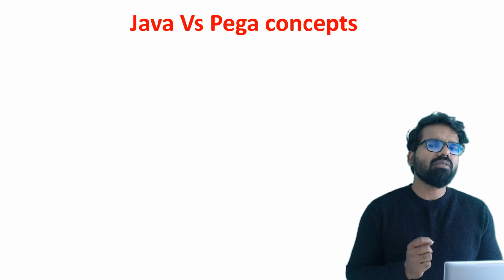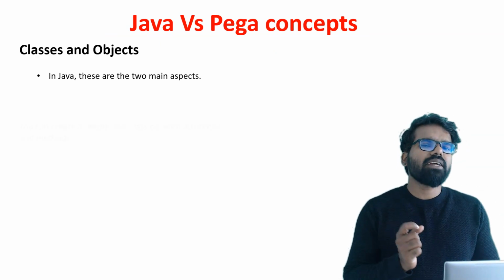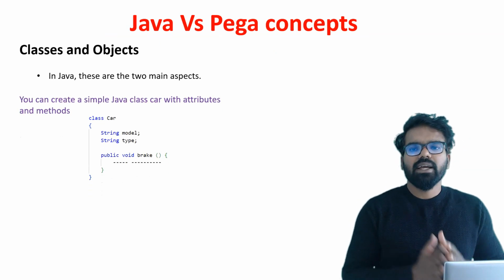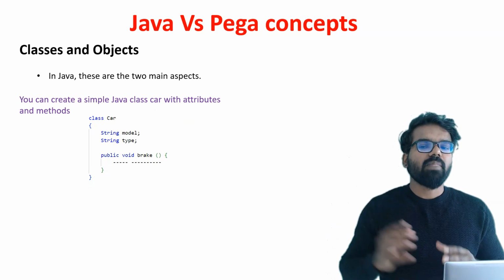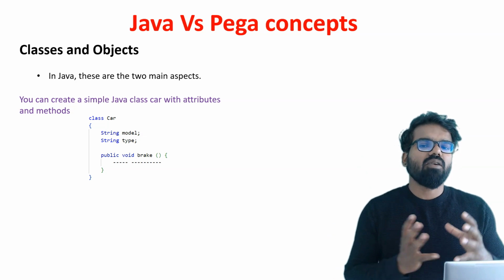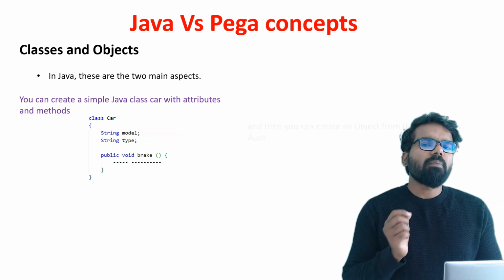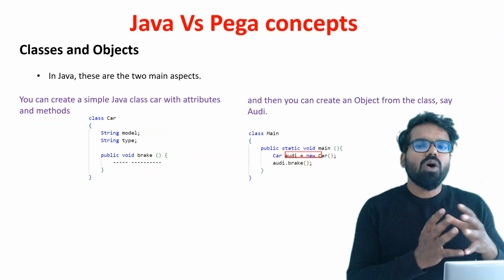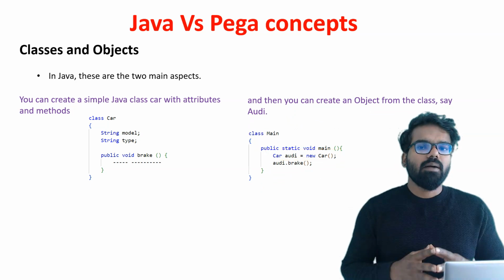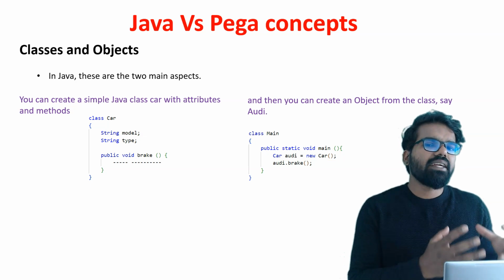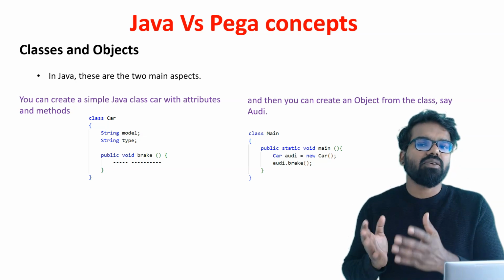Now let's look at some of the differences between the Pega concepts and the Java concepts. First, I would like to start with classes and objects. Classes and objects are the main aspects of Java programming. What you see on the screen, I created a simple Java class of car and then I defined two attributes and one method. Now from the main method, I can create a new object. I call it RD and then I use the class of car. This way, this object is created of class car and it can use all the attributes and the methods that are defined in the class.